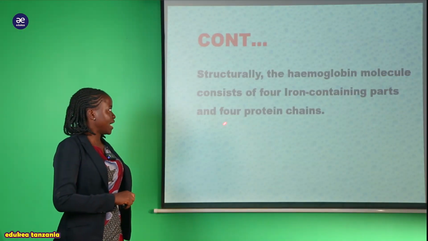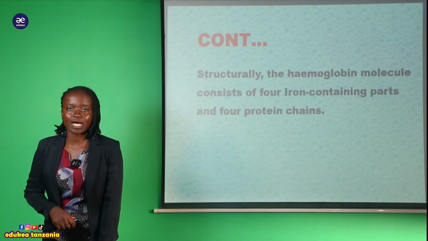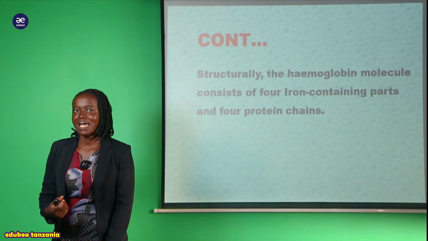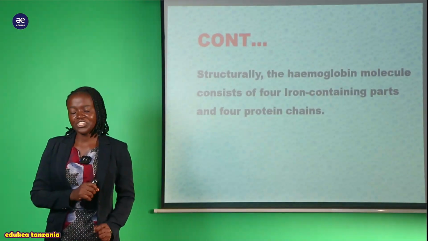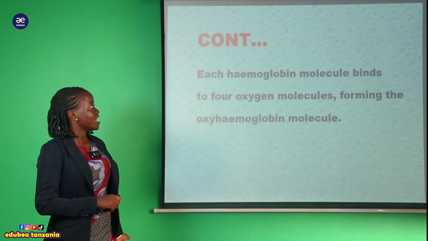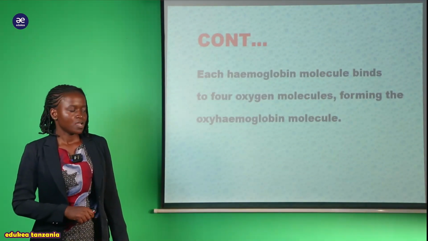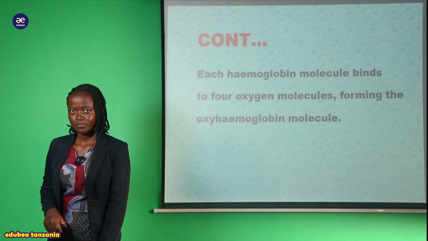And also it has 4 protein chains. That is the structure of the hemoglobin, which helps in carrying or transporting the oxygen from one region to another region. And simply we can say that each hemoglobin binds to 4 oxygen molecules, then forming the oxyhemoglobin molecule.